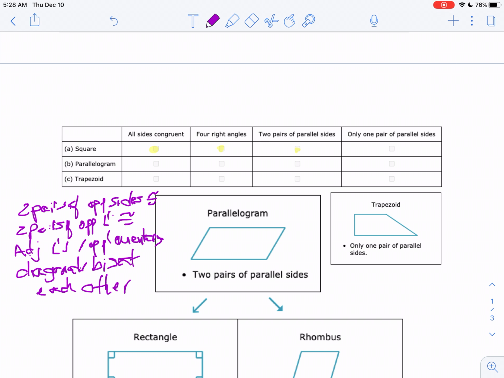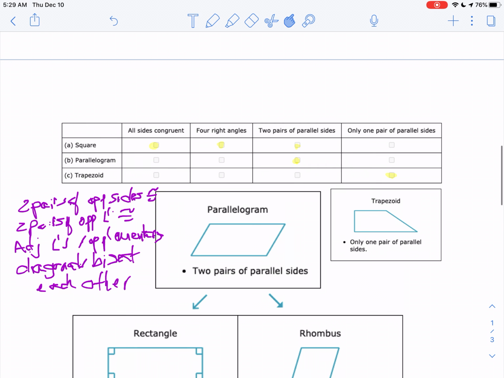But it doesn't have all sides congruent. That would be a rhombus. Does it have four right angles? That would be a rectangle. It does have two pairs of parallel sides. Then for a plain old trapezoid, it has one pair of parallel sides. The only way for an isosceles trapezoid, you have the diagonals congruent. They won't bisect each other, but in an isosceles trapezoid, the diagonals would be congruent.